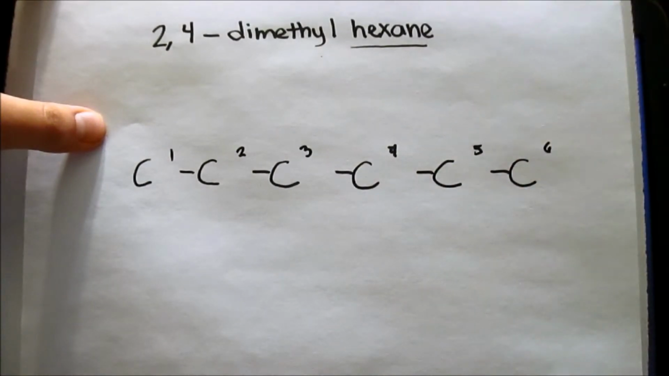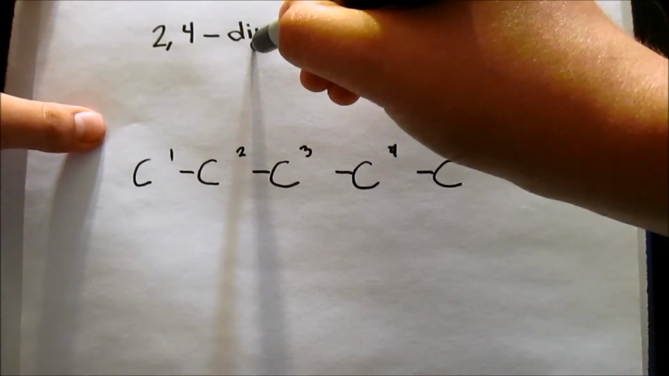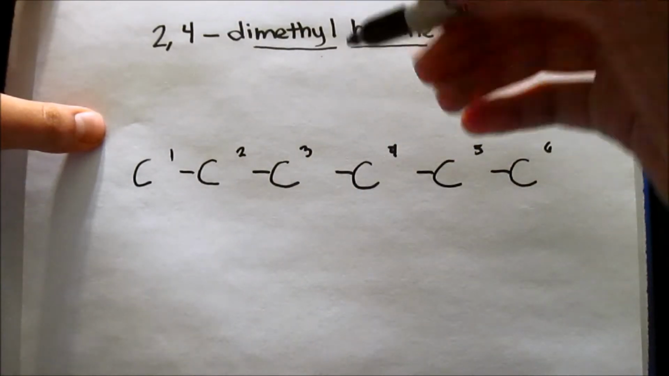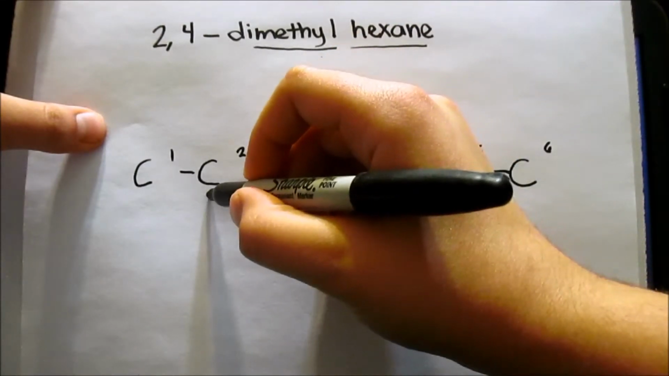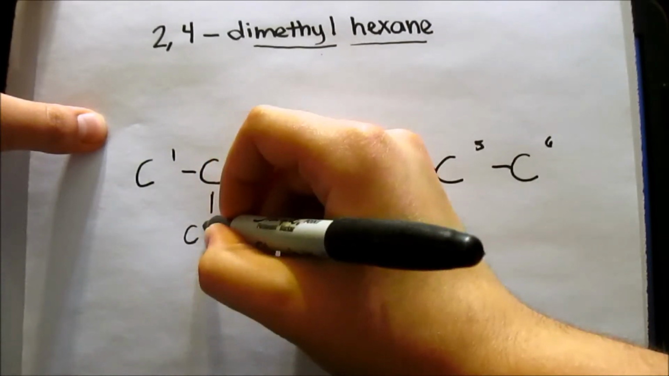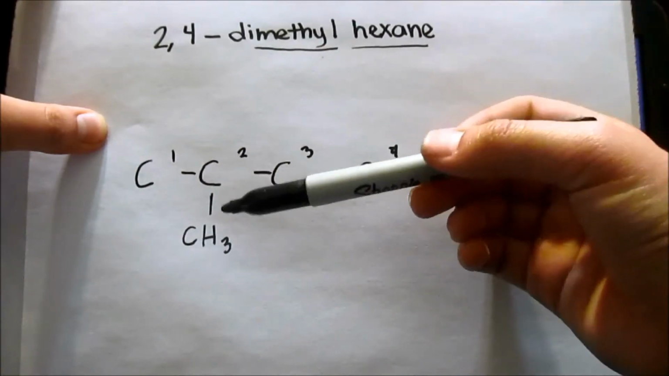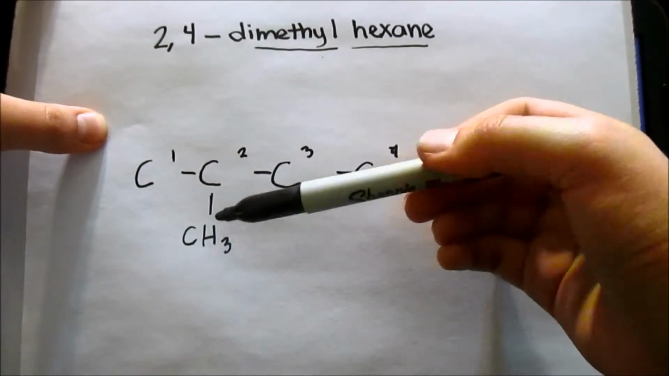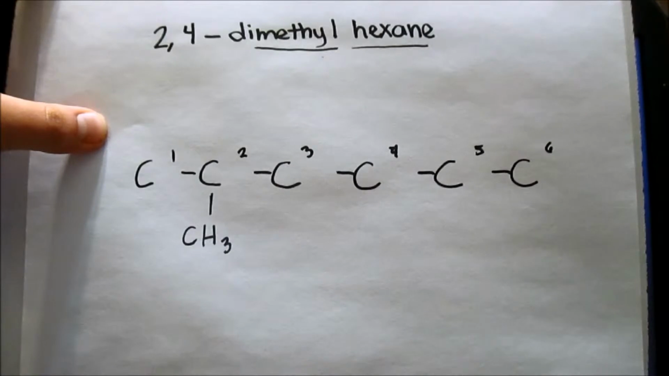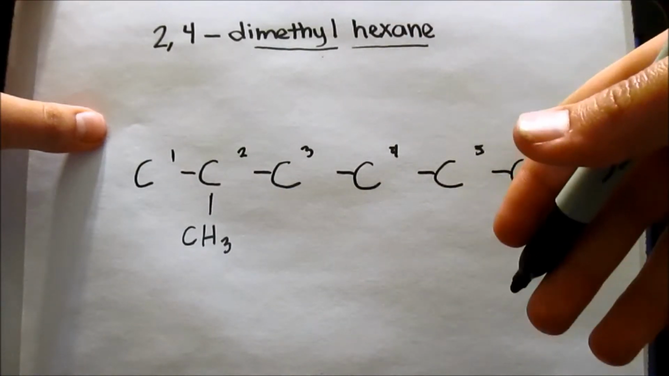Okay, next, see what each carbon has. Here we see the second carbon has a methyl. Okay, so here it's a bond and we draw a methyl. If you want, you can put the hydrogens as you put the branches to be less work at the end.